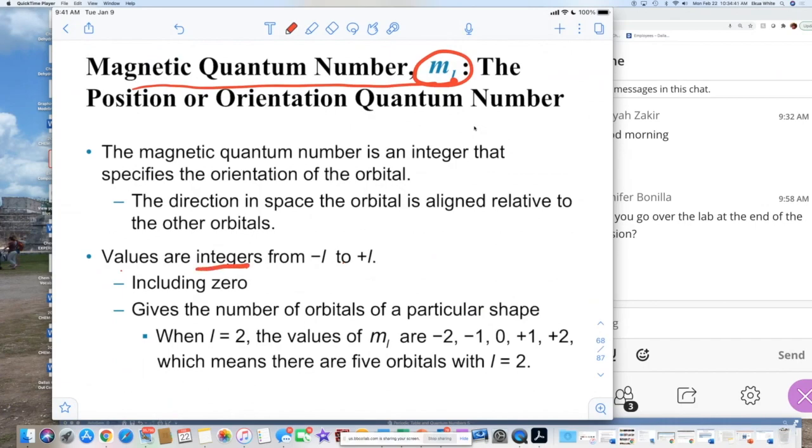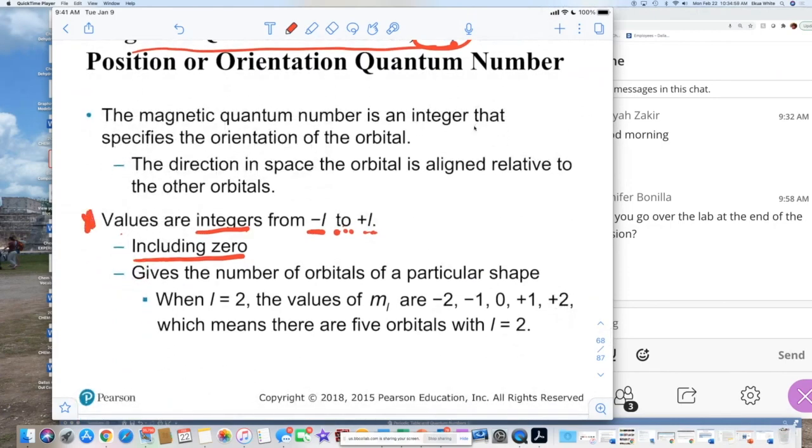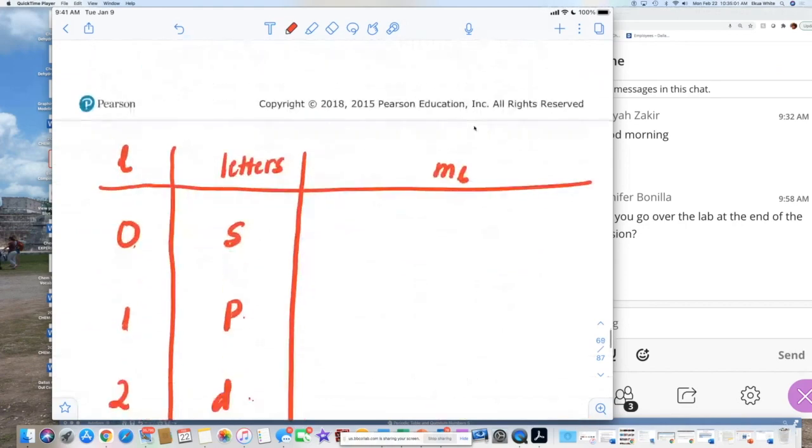They're integers that go from negative L. So you start with whatever your negative L value is, go all the way and end up on a positive L value, but you have to go through 0. Okay? So you start from negative L, add 1, add 1, add 1, stop at positive L. Okay? So we're going to be doing this part here to fill in our last column.